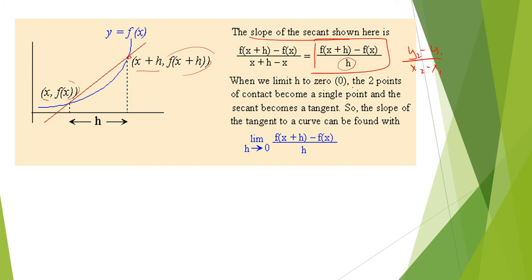When we limit h to 0, in other words, when I make h smaller and smaller, if I bring this point in until there is no difference between the 2 points, if h is 0, x plus h comma f of x plus h becomes x comma f of x. The 2 points of contact become a single point and the secant becomes a tangent. So the slope of the tangent can be found using this same formula, but finding the limit as h approaches 0. The limit is what allows us to find the slope at a single point.